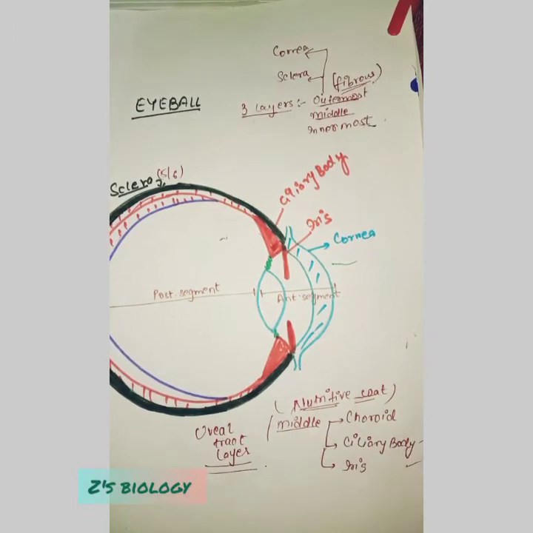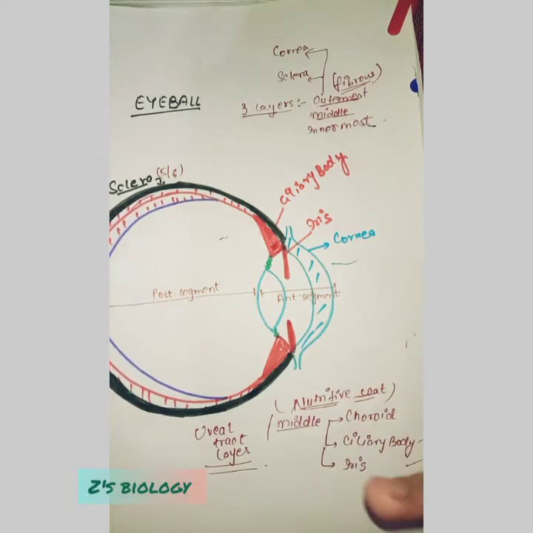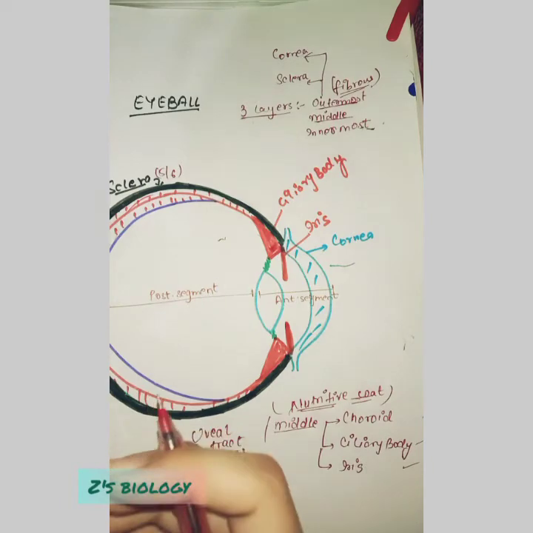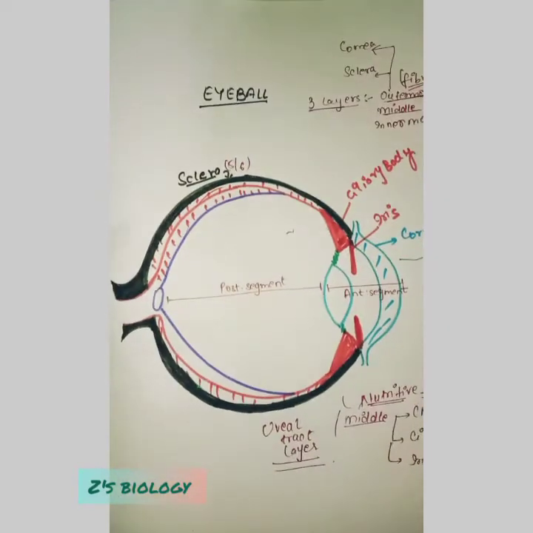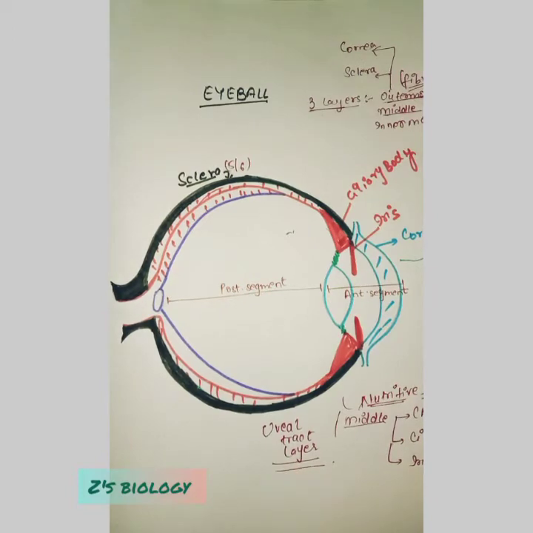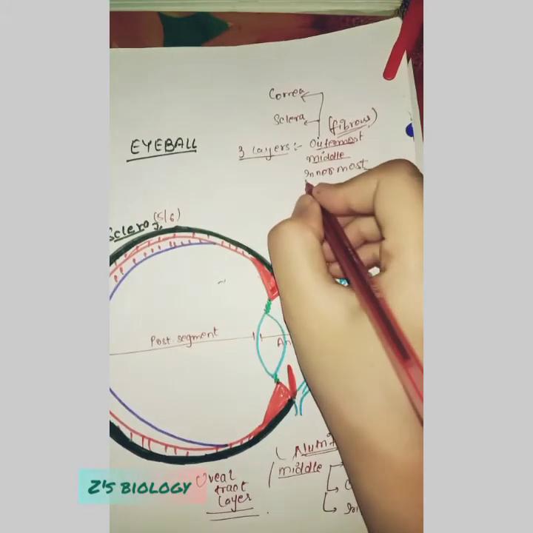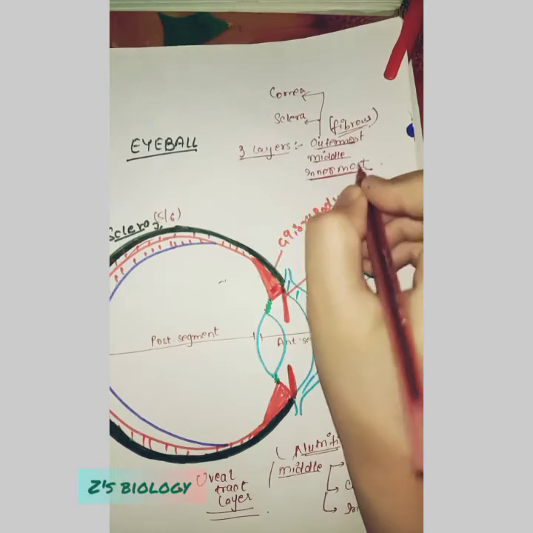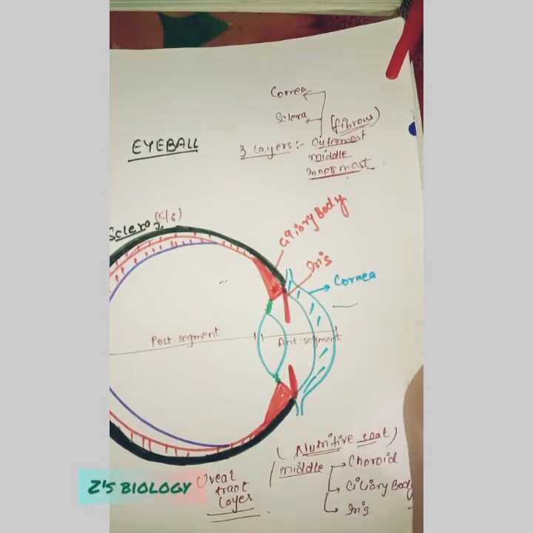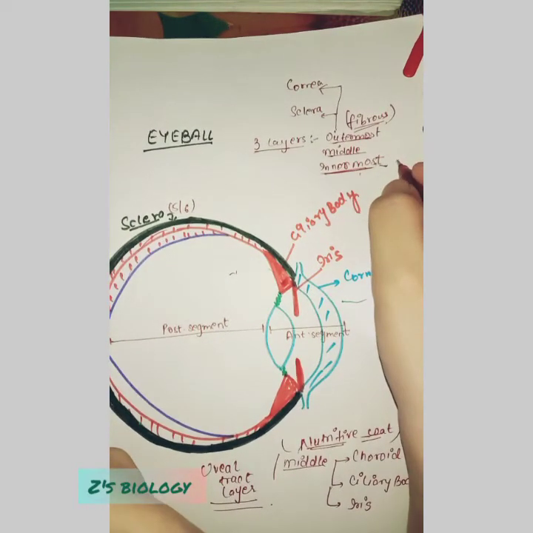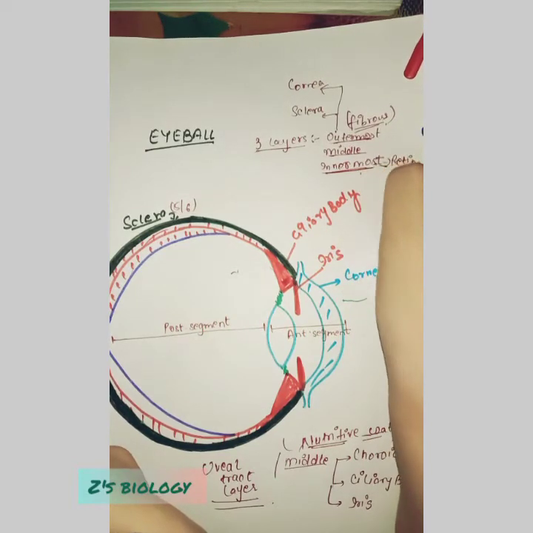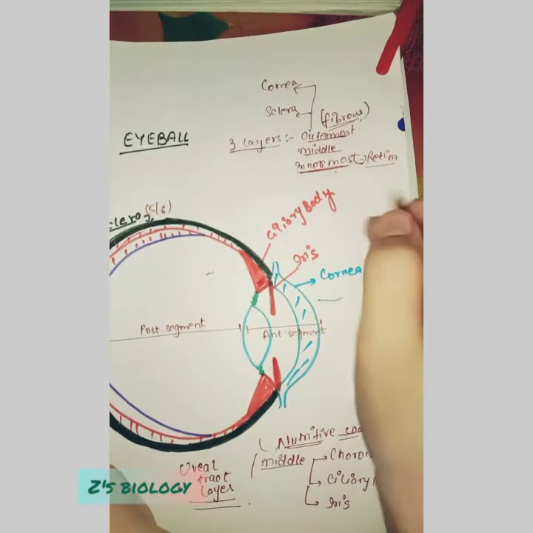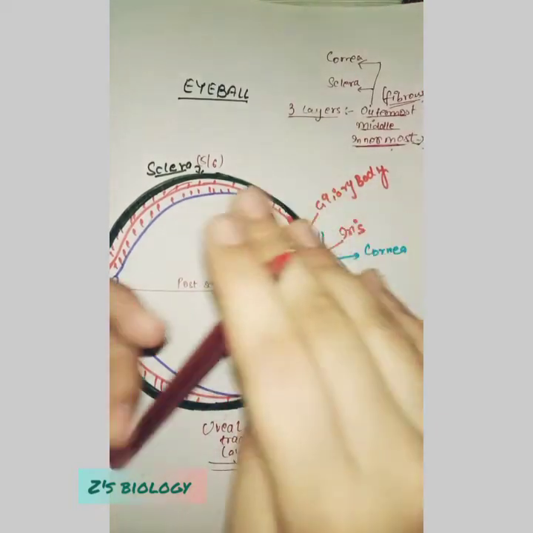Further in detail, I will tell you how it provides nutrition through its choriocapillaries, through the capillary plexus inside it. It provides nutrition throughout the eye. That is the middle layer of the eye. Coming to the last but not least, the innermost layer of the eyeball, it is very important. Retina. Yes, the innermost layer of the eyeball, the retina.